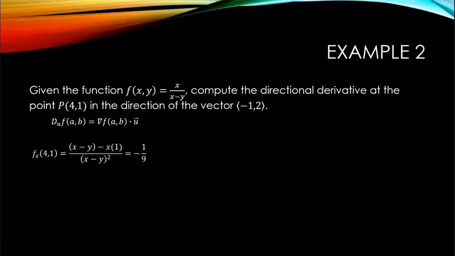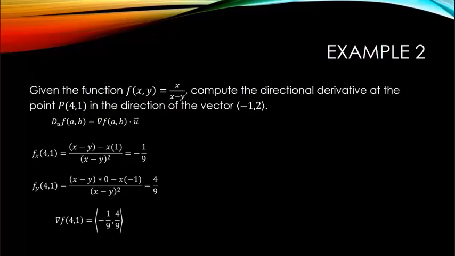Fx evaluated at (4, 1) is equal to the quantity x minus y minus x times 1, all divided by the quantity x minus y squared. Plugging in 4 for x and 1 for y gives me fx at (4, 1) is equal to -1/9. Fy at (4, 1) is given by the quantity x minus y times 0 minus x times -1, divided by the quantity x minus y squared. Plugging in 4 for x and 1 for y gives me a value for fy evaluated at the point (4, 1), which is equal to 4/9.